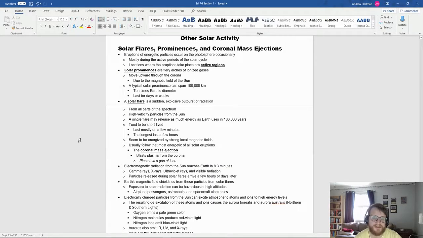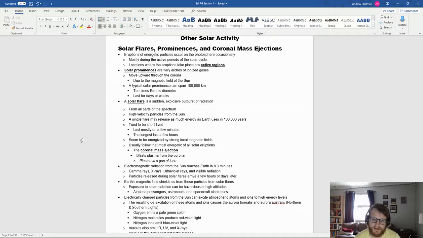Usually this is due to the magnetic field of the sun, the way the magnetic fields are affecting the energy that's going through the sun. A typical solar prominence can span 100,000 kilometers, which is 10 times Earth's diameter, and can last for days or weeks. That's insane. The sun is terrifying.